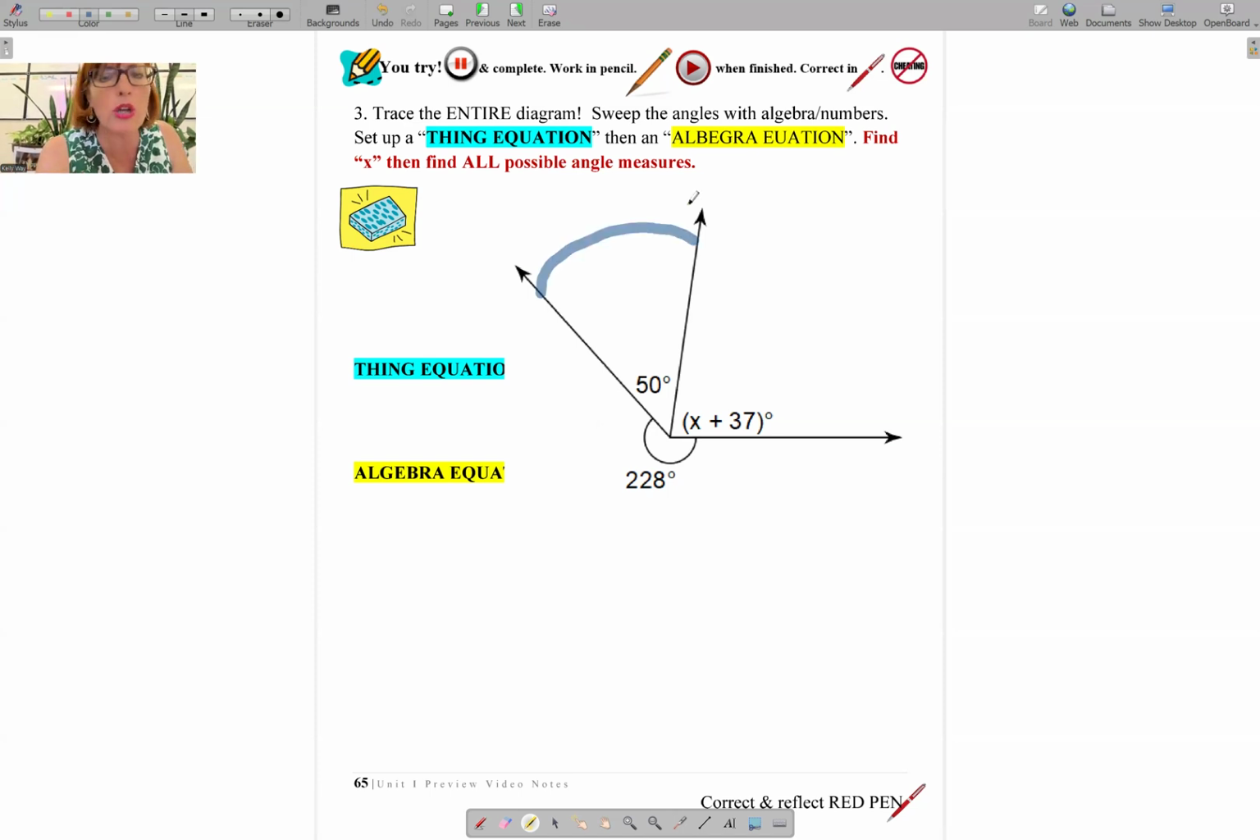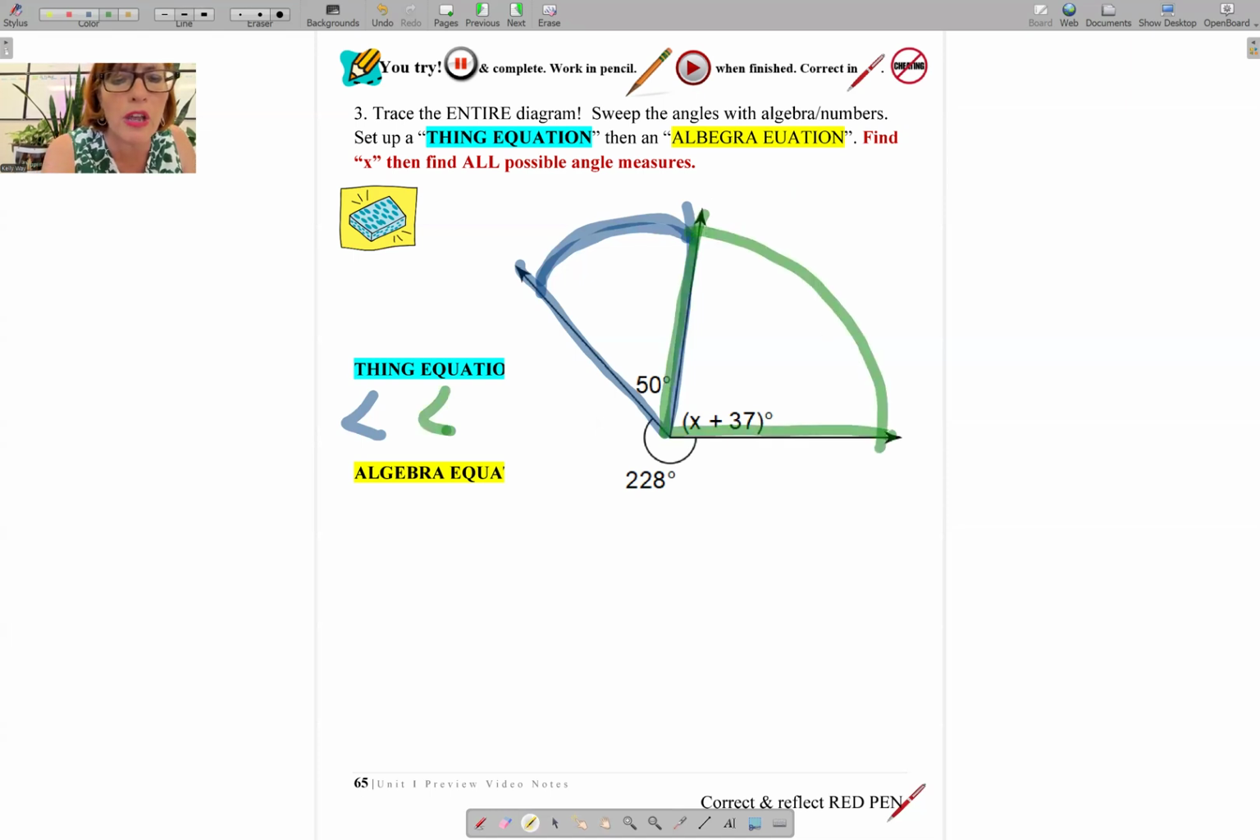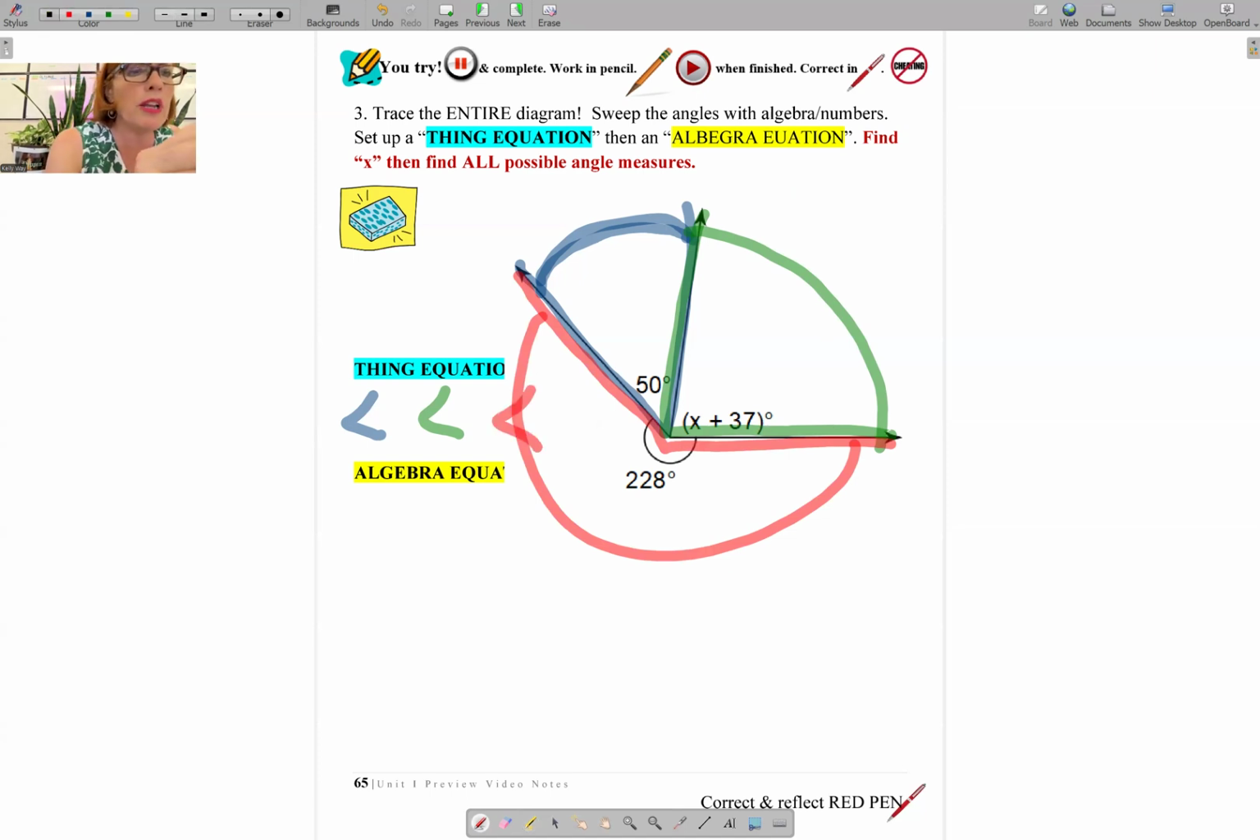You didn't have to color code, but you can sweep, trace, and sweep. I have one angle. Trace and sweep. I have another angle. And then trace and sweep. I have a third angle. You're like, wait a minute, I've got 3 angles. What's true about them? You go all the way around.